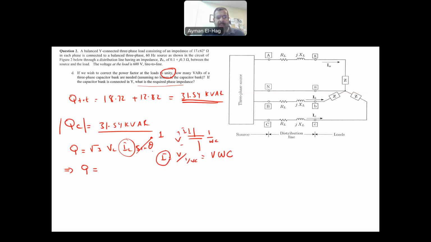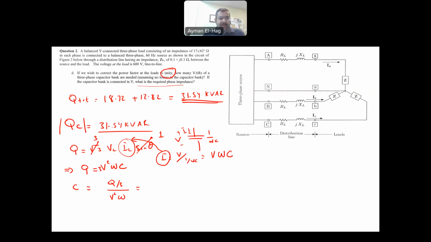So this is your current, so I can substitute the current here. Then you will have Q is equal to, and if you take out the root 3, then this will be V squared times omega C. Now, if we use the phase values, this will be root 3 times root 3, which is actually 3. Okay, so Q is equal to 3 V squared omega times C. Now, you can see that C is equal to Q over 3 divided by V squared times omega.